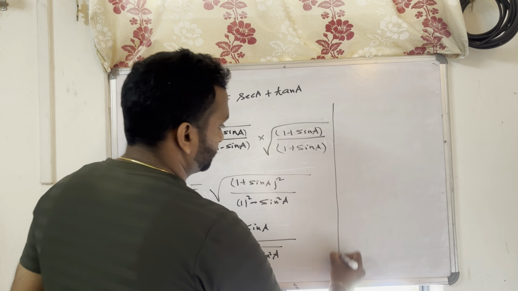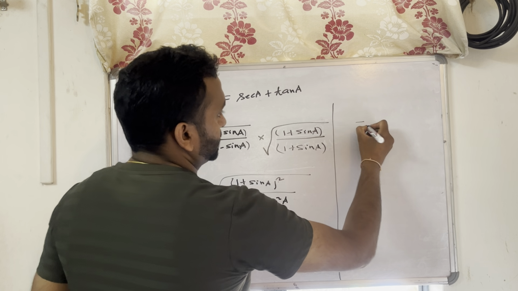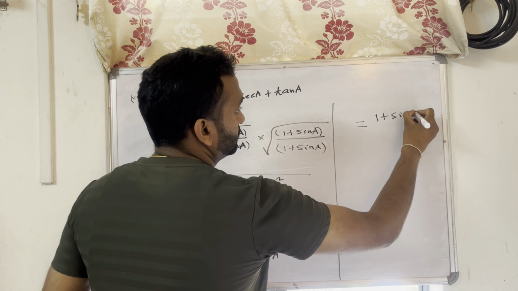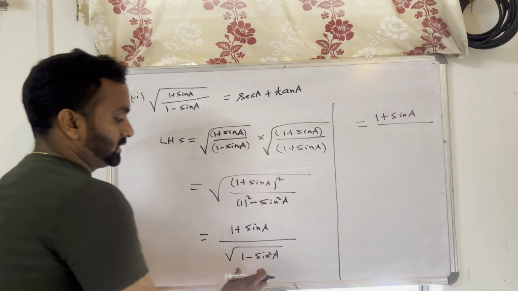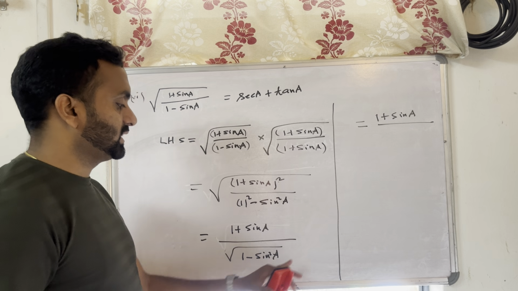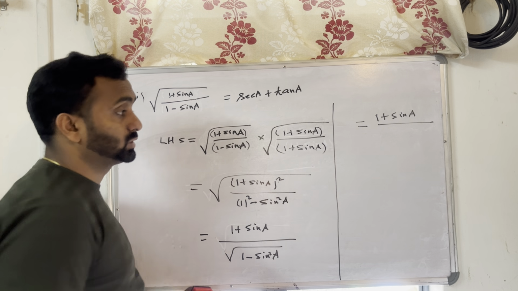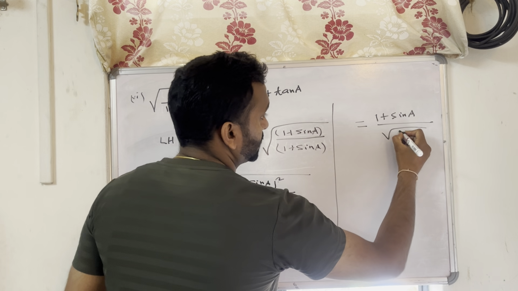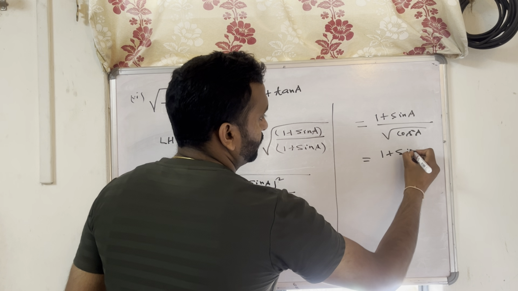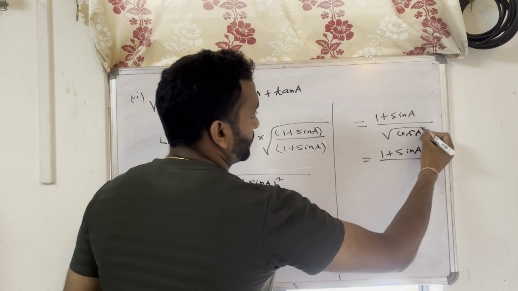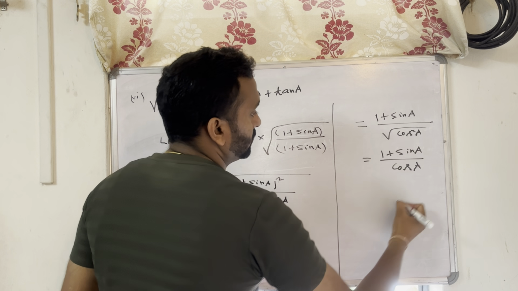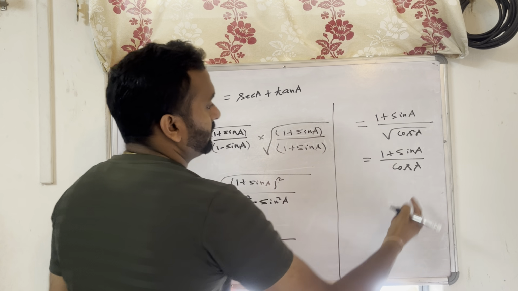Then our LHS will be 1 plus sin a divided by this thing under root. What is the value of this thing? 1 minus sin square a is nothing but cos square a, yes or no? So it will be under root cos square a. Now tell me, what's the value of square root of cos square a? Obviously it is cos a, yes or no? So it is 1 plus sin a divided by cos a.